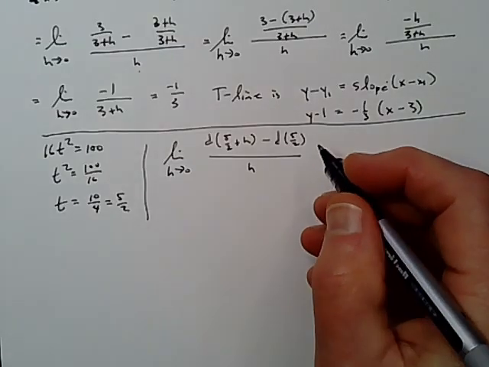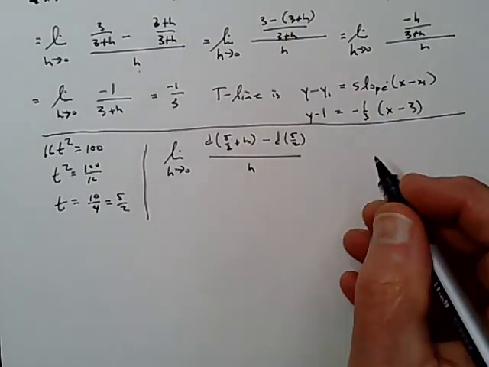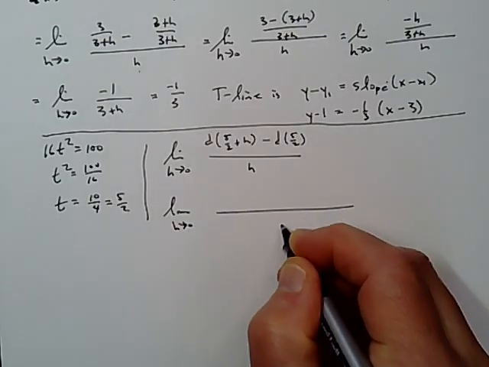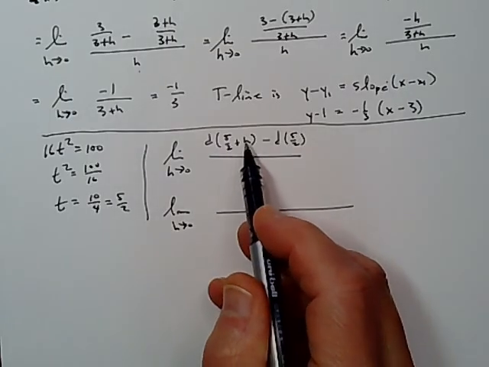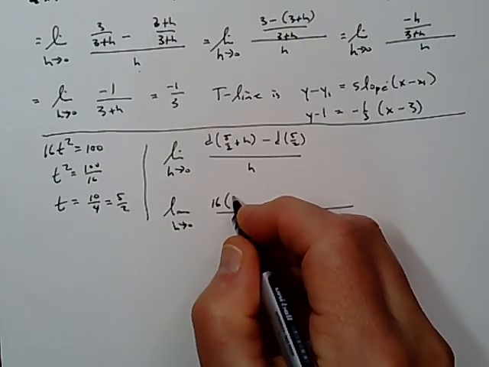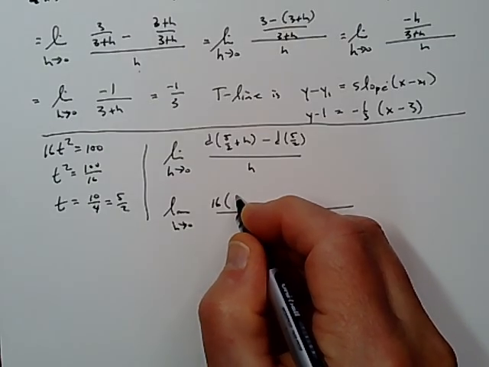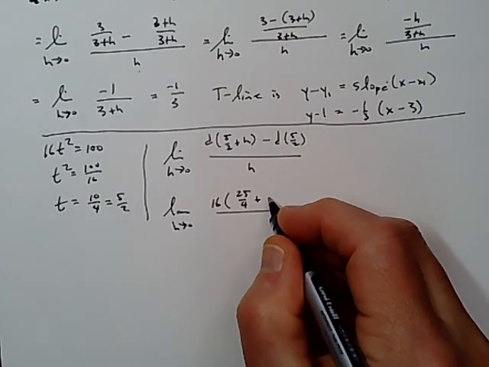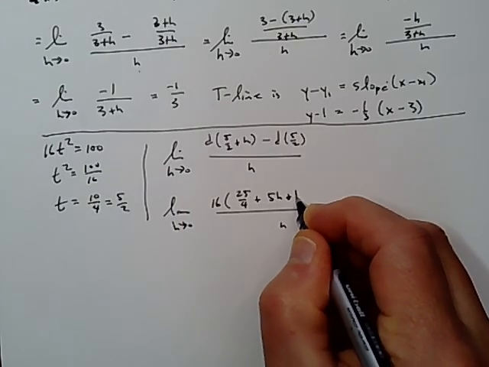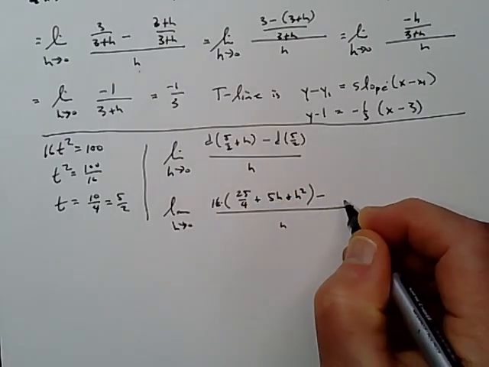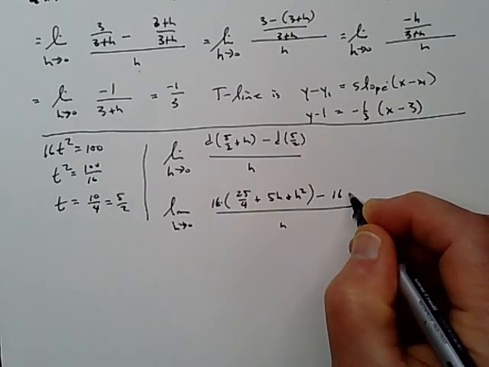Okay, so let's see. Then I'm looking at the limit as h goes to 0 of, well, let's see, 5 halves plus h, I got to take 16 times 5 halves plus h squared. So that's 5 halves squared is 25 over 4. 2 times 5 halves times h is 5h, and h squared. And then minus d of 5 halves is 16 times 5 halves squared.